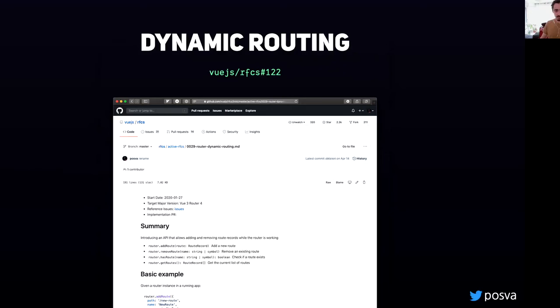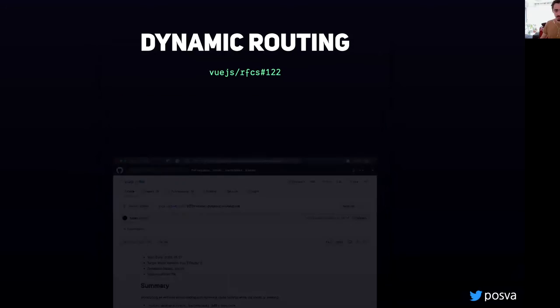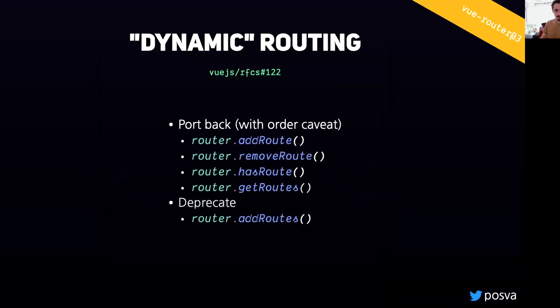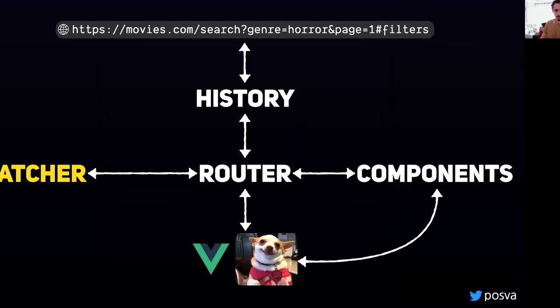If you want to know more about dynamic routing, it went through an RFC, like pretty much all of the features that I'm showing now. You can give it a look and see the full API and the reasoning behind it. Also, it's important to know that there is a similar API for Vue Router 3, but it has caveats. It doesn't work all the time because we don't have that ordering, so you cannot just add routes and expect them to work. Okay, so that's the matcher section.